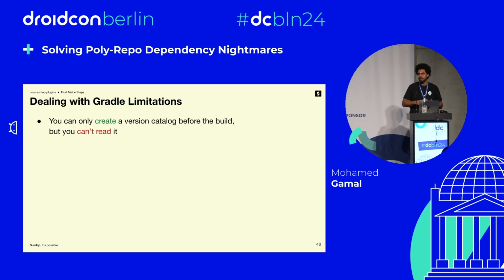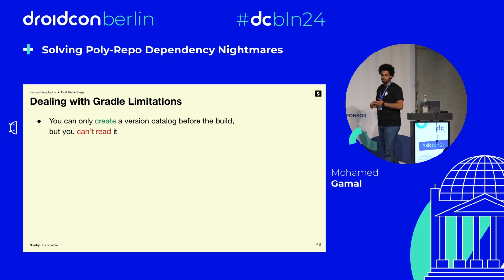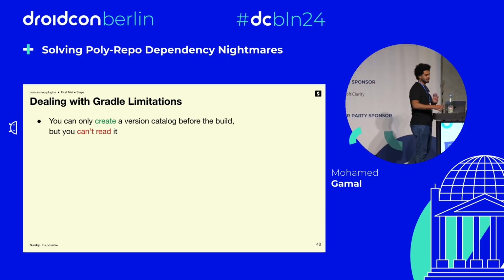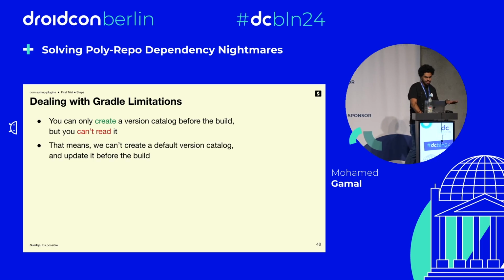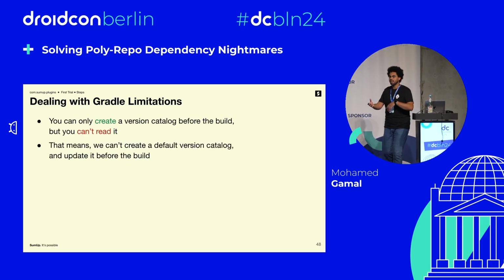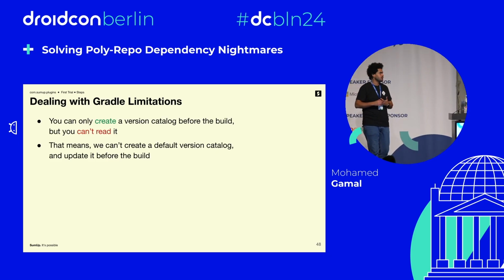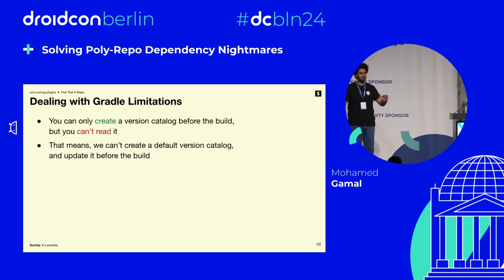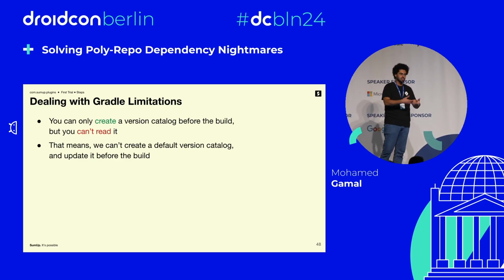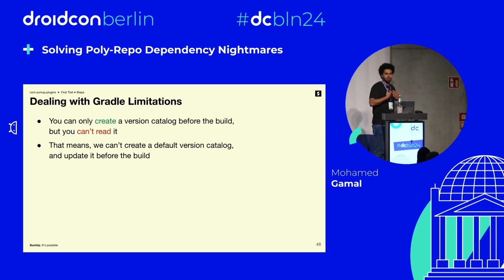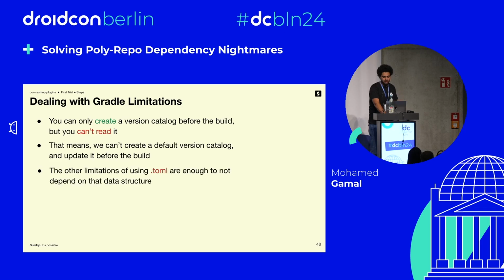So how did we deal with Gradle limitations? First thing, yeah, you cannot create a version catalog before the build. You can, but you cannot read it. That was what we said already. But that means we cannot create a default version catalog and update it if it's POS SDK, for example. Why is this a problem? Because the main idea was, okay, we have the default one, this is the app, and whenever the build is an SDK build, we just change it and we deal with it. But actually, we cannot read it to change it, we cannot update it, we cannot read it at all. So that was one limitation we have.